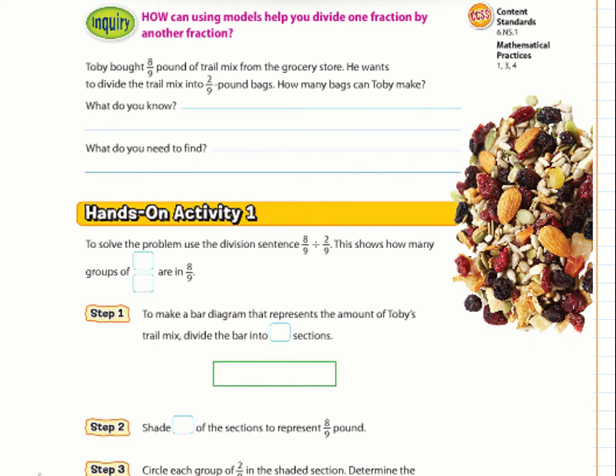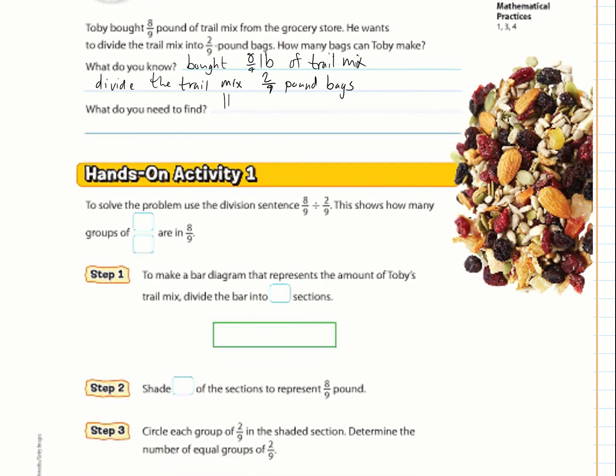Toby bought 8/9 pounds of trail mix from the grocery store. He wants to divide the trail mix into 2/9 pound bags. How many bags can Toby make? What do you know? We know he bought 8/9 pounds of trail mix, and then we know he wants to divide the trail mix into 2/9 pound bags. How many bags can Toby make? So what do we need to find? How many bags Toby can make.